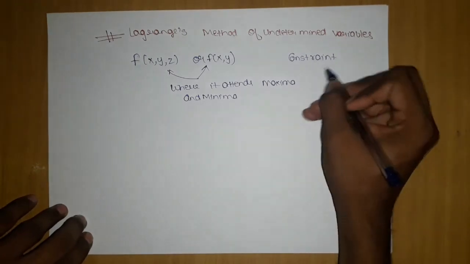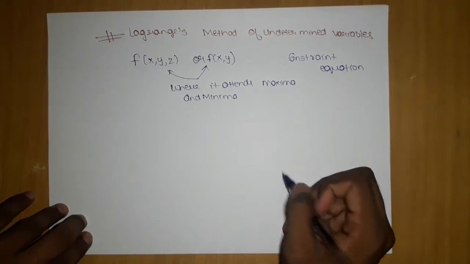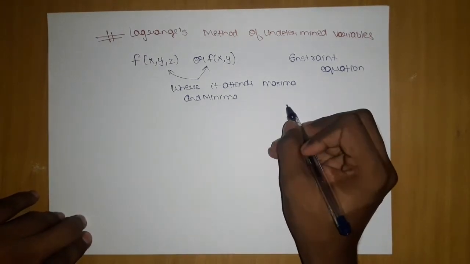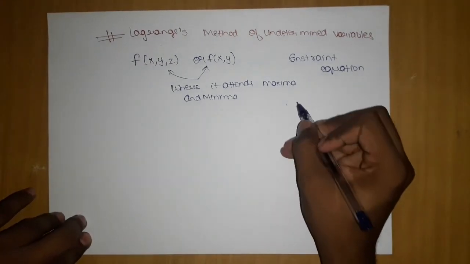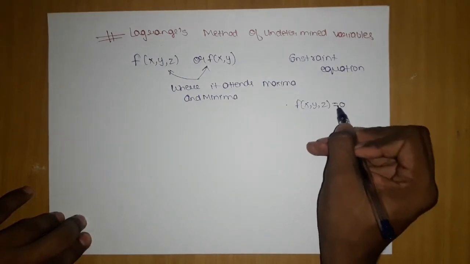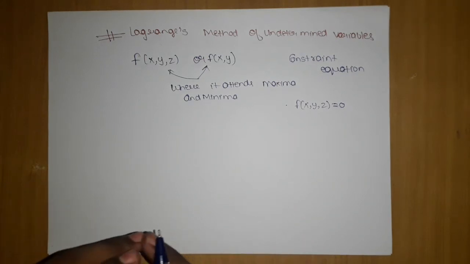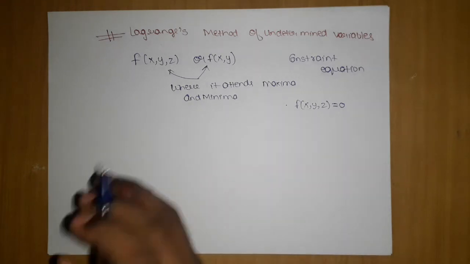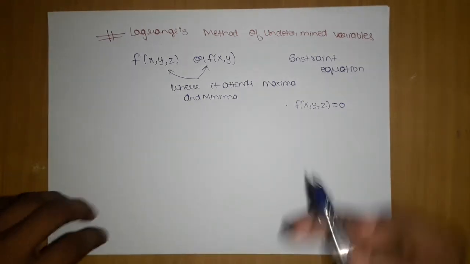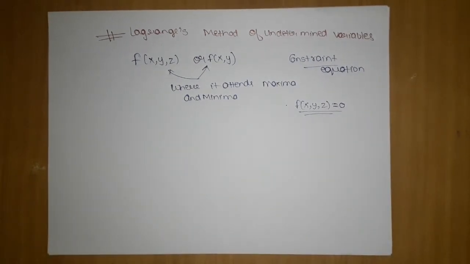Constraint equations are generally implicit equations. Implicit functions, where what type of function? F of x, y, z equals to 0. This type of function is an implicit function. We have discussed in partial derivatives in detail what implicit functions are. So here the point which you are checking for maxima and minima should satisfy this constraint equation or implicit function, which they will give you in the question.